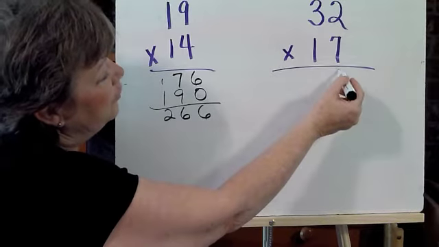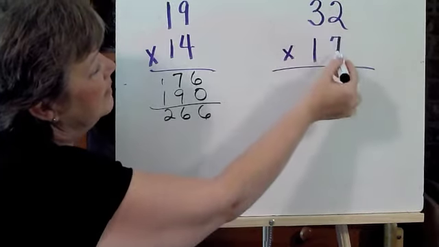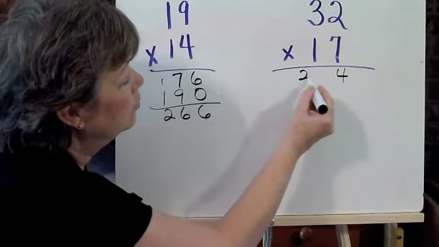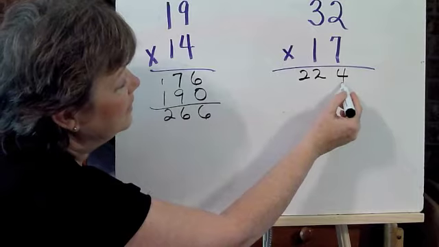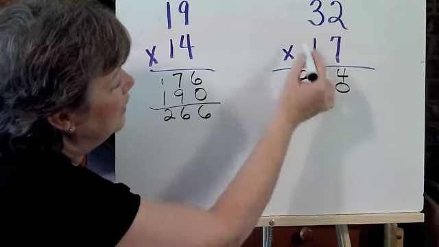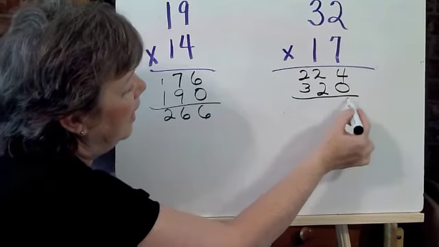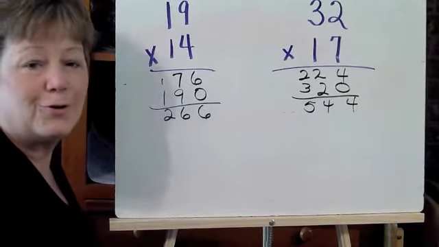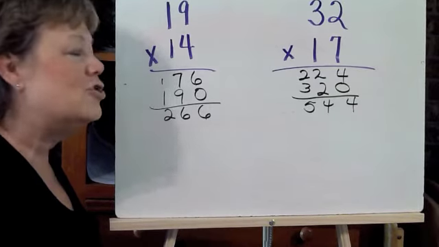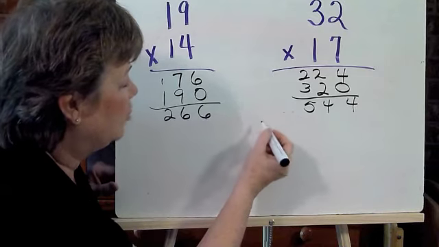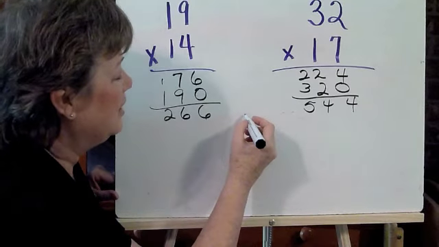Let's do this one. 7 times 2 is 14. 7 times 3 is 21. And one more is 22. Hold my spot. 1 times 2 is 2. 1 times 3 is 3. Add it up. There you go.